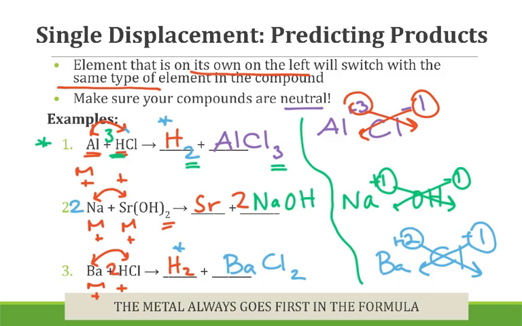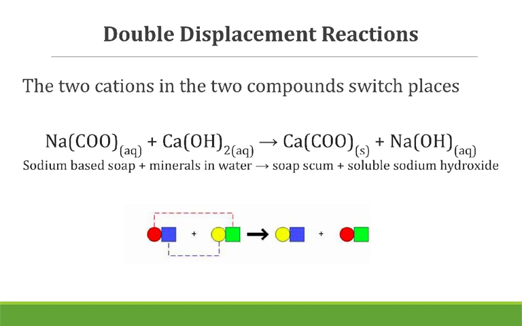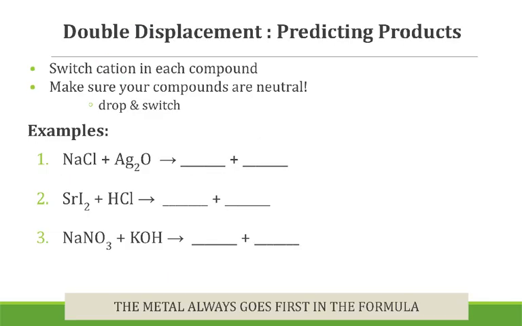This one I think ends up being okay to balance because we just would need a 2 in front of our HCl. All right, fourth type of reaction is double displacement or double replacement. So now we're looking at we have 2 compounds and they're going to switch partners. So the 2 cations, which are the positive ions, switch places. So double displacement, we switch the cation in each compound. So we're switching each partner, and then we need to make sure each new pair is neutral by doing that drop and switch. So NaCl plus Ag2O.